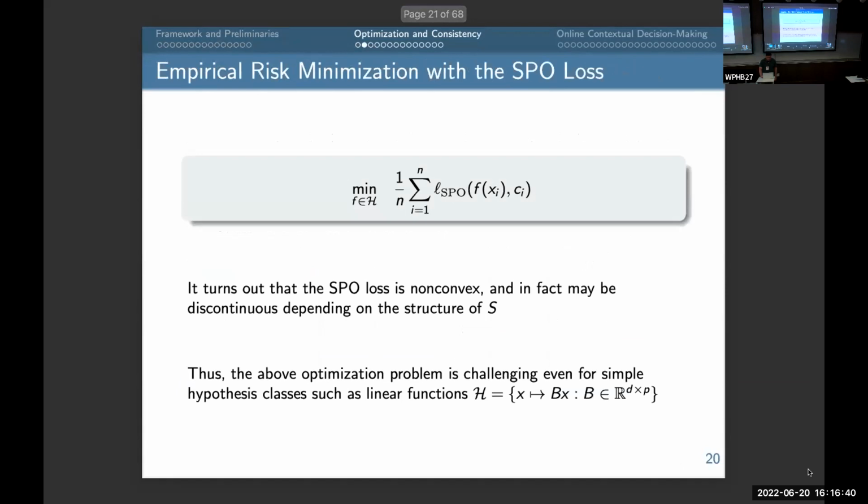So now let me formally define what our SPO plus surrogate loss will end up being, and motivate it. It turns out this SPO loss is non-convex and in fact can be discontinuous depending on the structure of S. In the polyhedral case, for example, it is discontinuous. Brian showed a nice picture before illustrating why that discontinuity happens. And so this optimization problem is challenging even for simple hypothesis classes like linear functions.